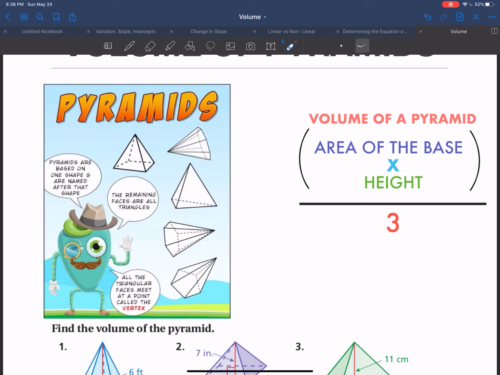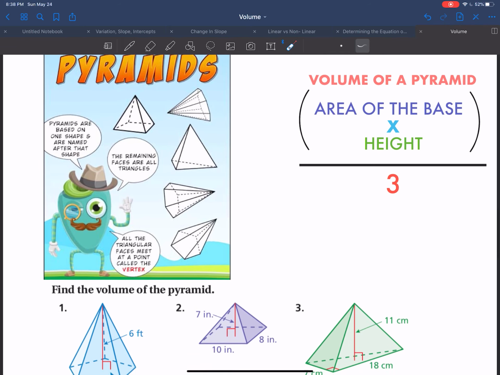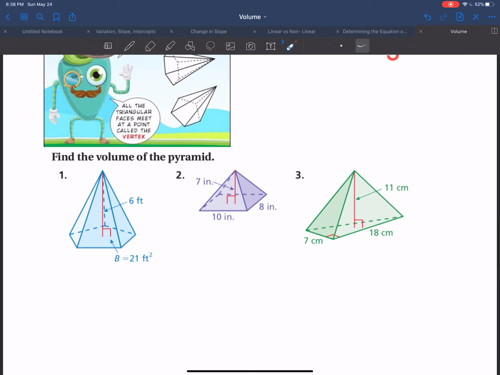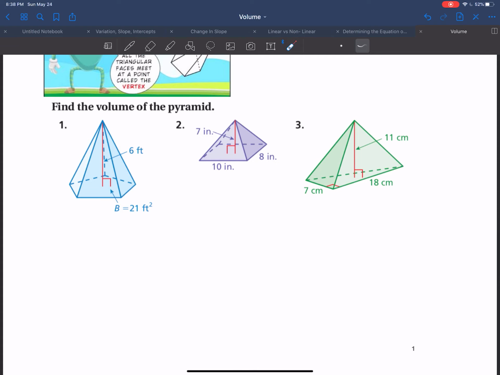The reason it's by 3 is something that I don't want to get into in this video, but if you look it up on the internet, you'll figure it out. If we were in class together, I'd show you a video, but maybe I'll link it in the notes. All right, so find the volume of the pyramid.